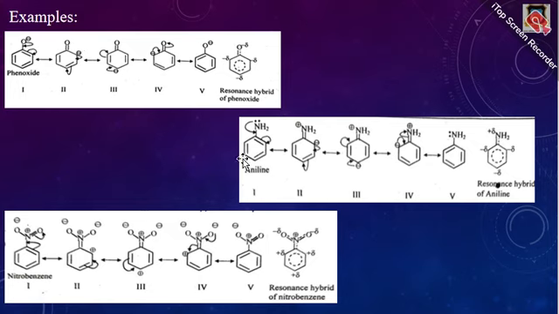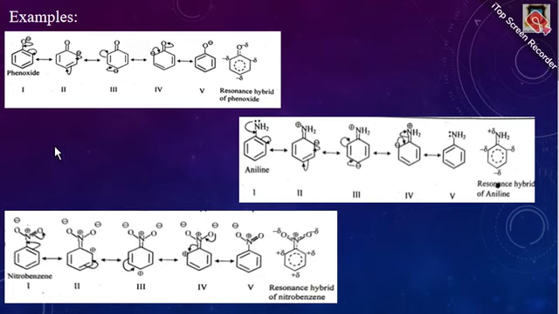In the second, that is in aniline, the nitrogen lone pair is continuously delocalized on the benzene ring. Therefore, the benzene ring exerts minus R effect and the NH2 group exerts plus R effect. Then in the third case, here nitrogen is positively charged in the nitro group. Therefore, the benzene ring exerts plus R effect and the nitro group exerts minus R effect.